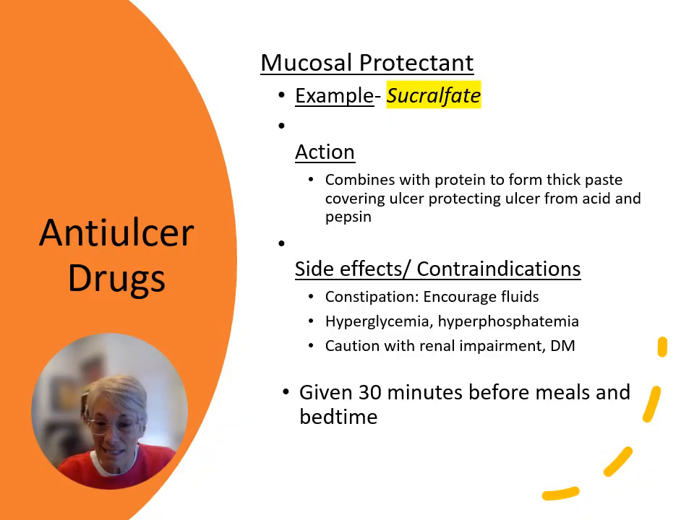Now, the problem is that it truly is like paste, and it doesn't get absorbed in the system. So it comes out the other end like paste, like chalk. So we need to make sure we encourage plenty of fluids to prevent constipation. All right. So we can see a little bit of increase in blood sugar with this, a little bit of hyperphosphatemia. We use with caution. We're going to check our BUN and creatinine with this to make sure everything's okay with that.